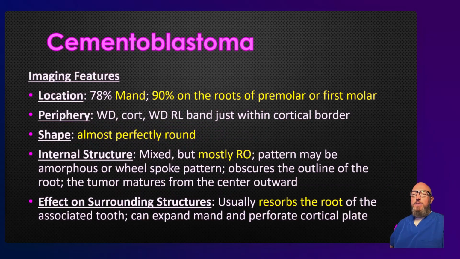Those are all indications of cementoblastoma. All right, cementoblastoma does have a somewhat specific area where they tend to occur, usually in the mandible on the first molar or premolar. Typically very well defined with that radiolucent band that I've already described. And then they're almost always perfectly round. Internally, they're mostly radiopaque. Sometimes they do have a little bit of a pattern to them, and in fact, they can have a spoke wheel type pattern. So this is one of the spoke wheel lesions. It can obscure the root outline because it's fused to it. Sometimes it looks like the root is resorbed where it's attached to it. And these can get expansile. They can perforate the cortex.